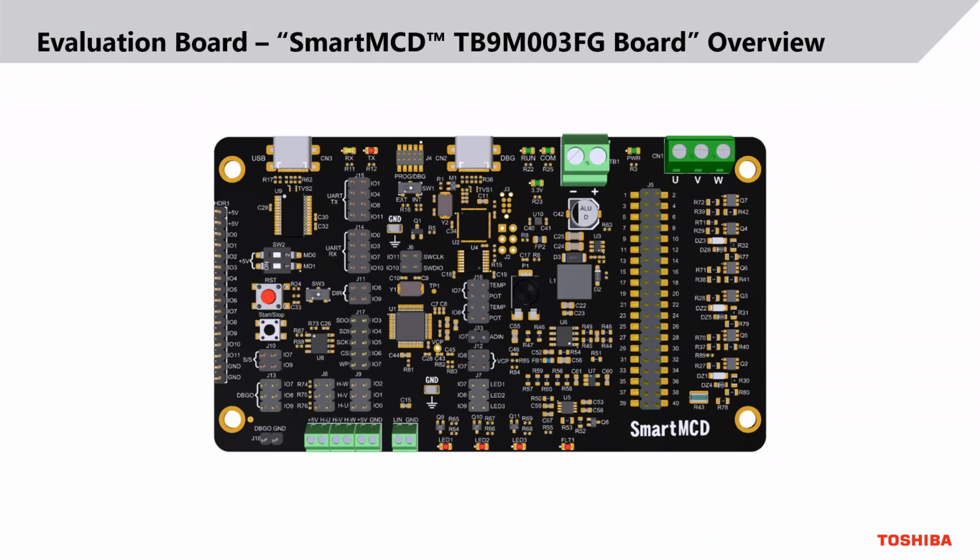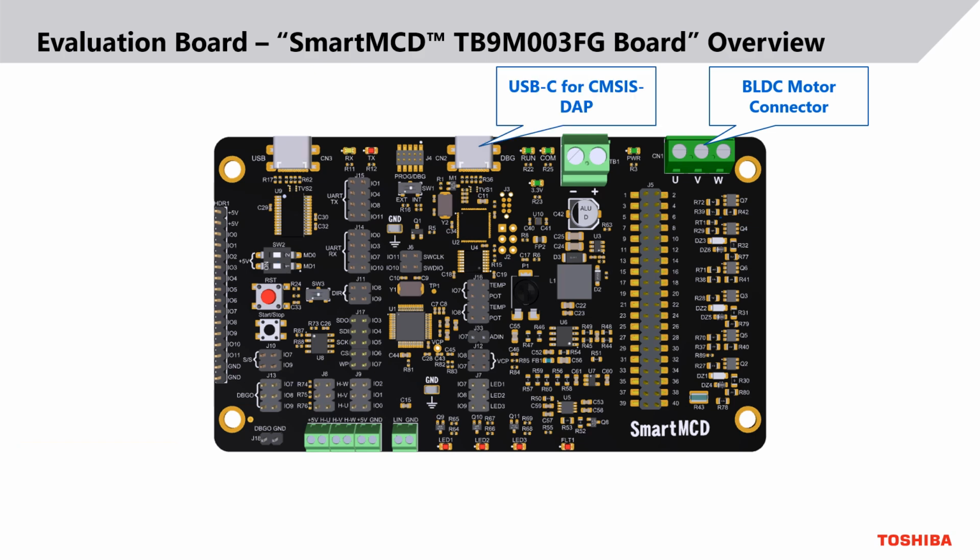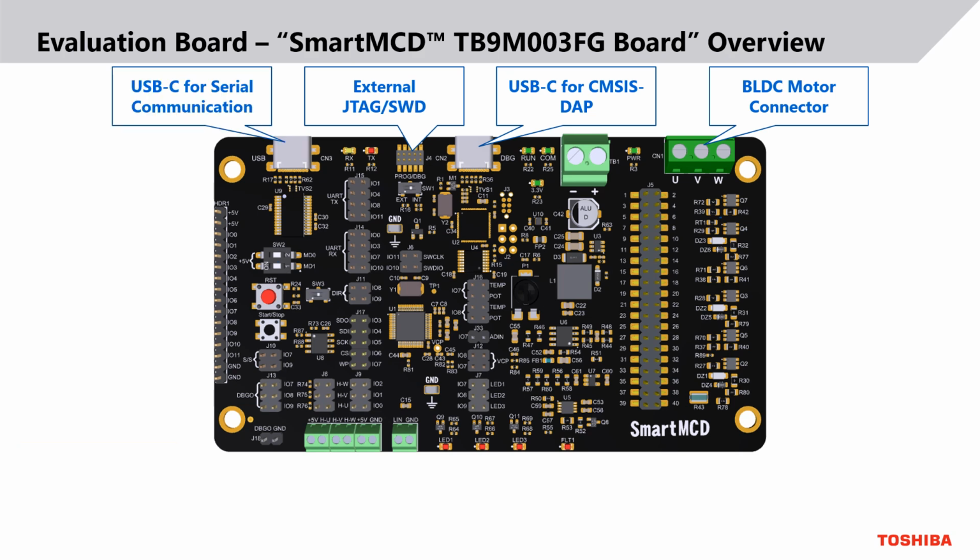On the top right side, you see the BLDC motor connector and left to it, the power connector. Also on the top side, you have the USB-C for the CMSIS-DAP connection. And beside this, the external JTAG SWD connector for an external debugger. If you want to use serial communication, you will find a USB-C connector also on this edge of the board.